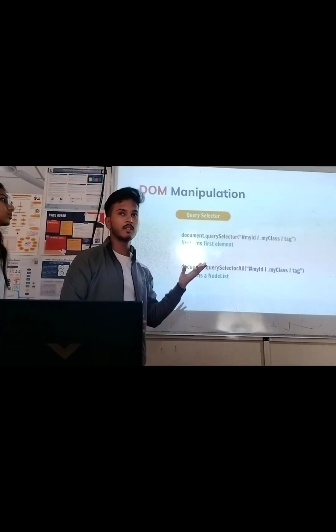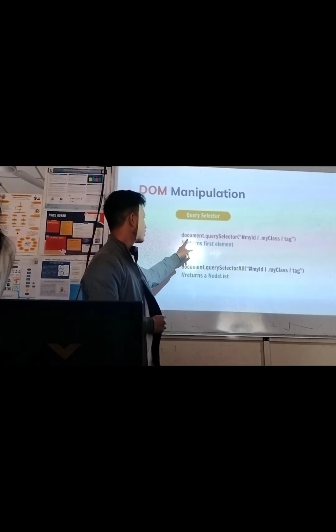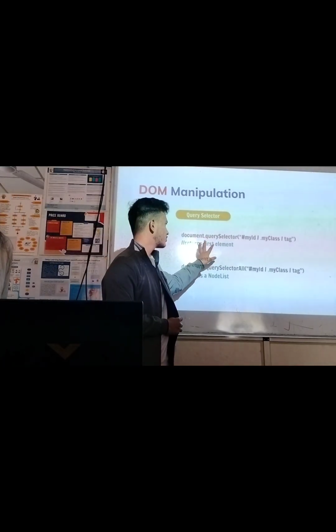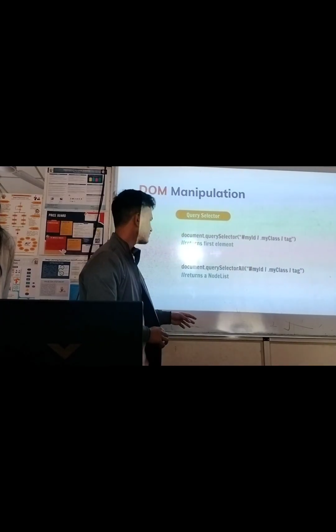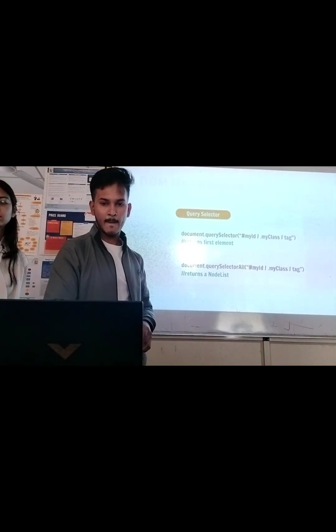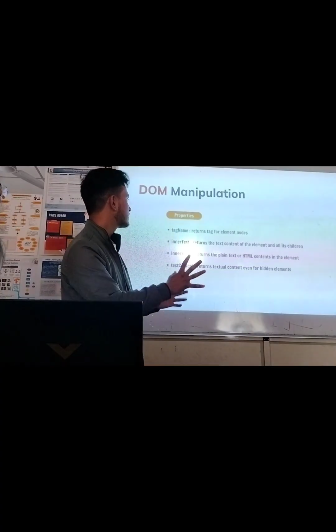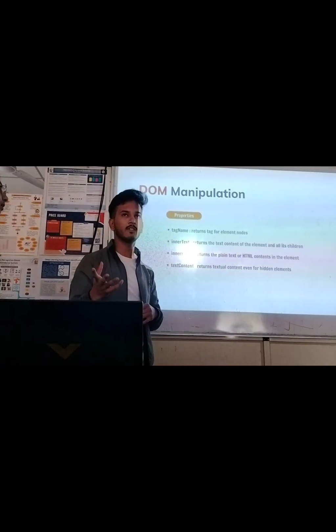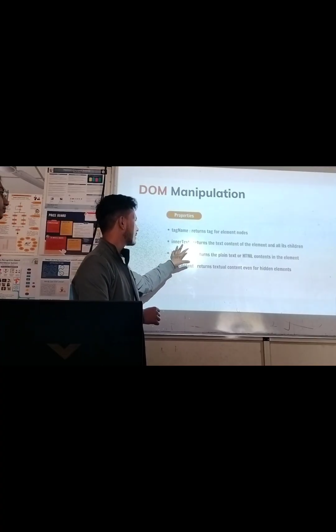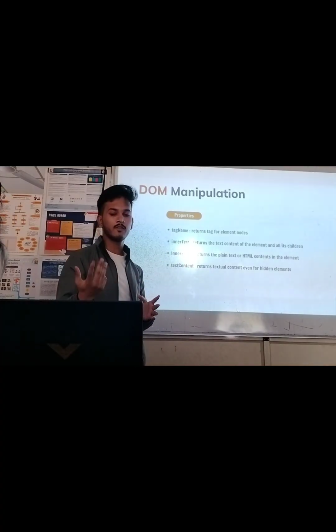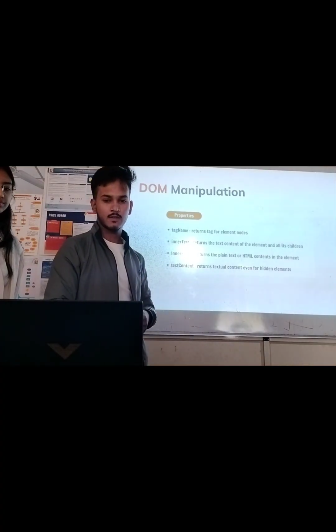Instead of those three methods, we can use an all-in-one method, that is document.querySelector, through which we can select anything by ID, by class, or by tag. And these are some properties of the object which we can select: tagName, innerText, innerHTML, textContent. We can manipulate the inner text of the object which we select using DOM methods.